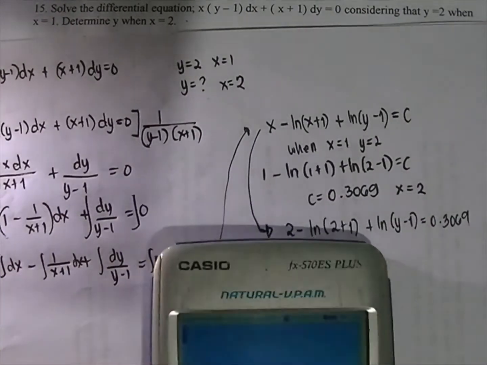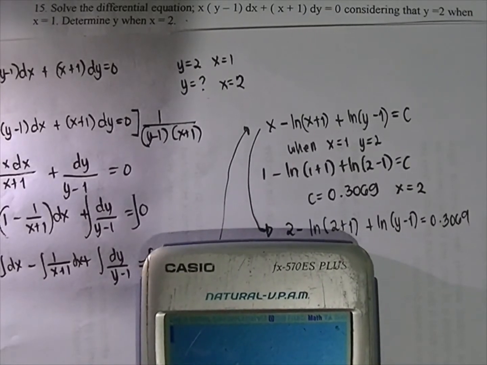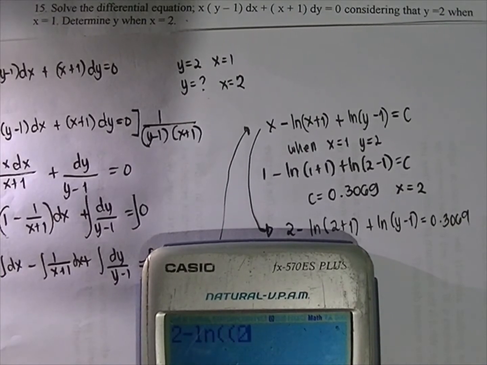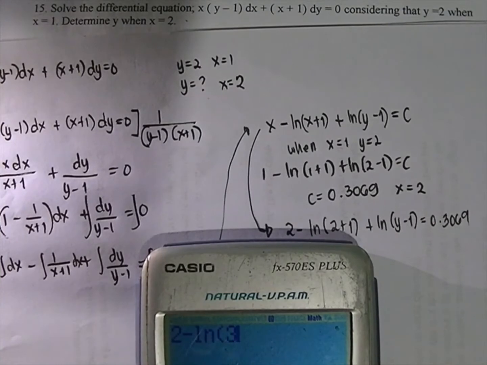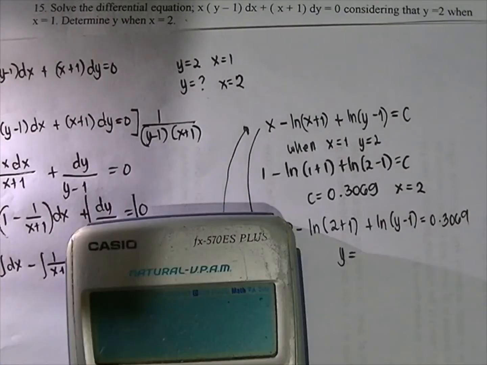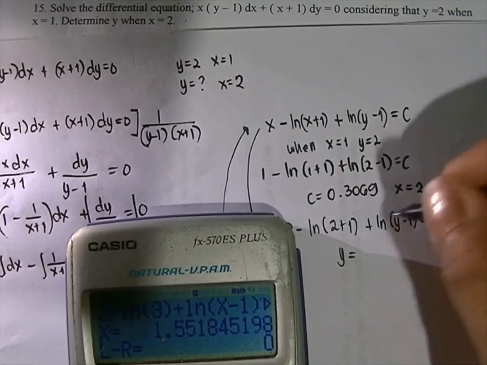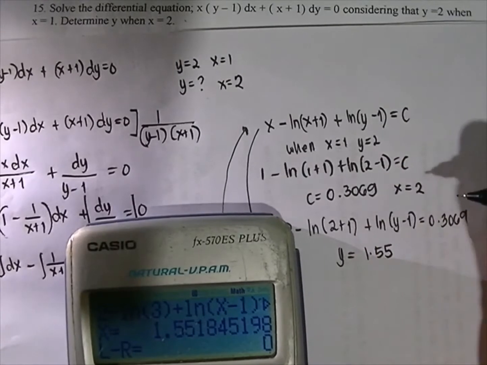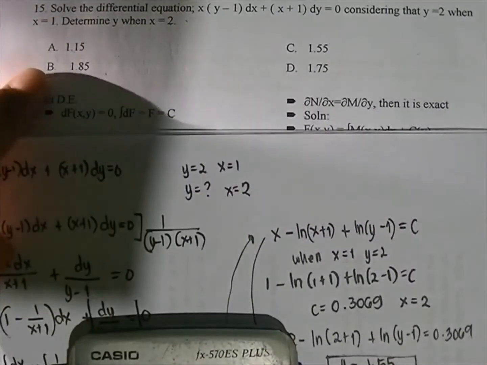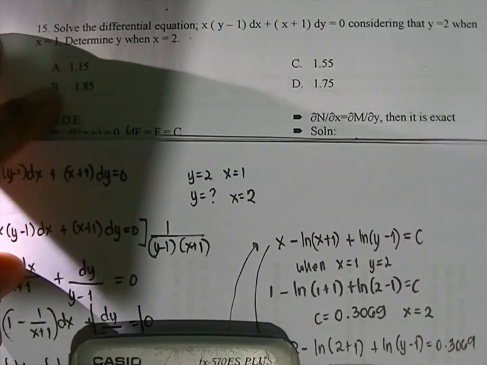So we have 2 minus ln of (2 + 1), 3, plus ln of (y − 1) equals 0.3069. So we have y equals 1.55. Letter C.